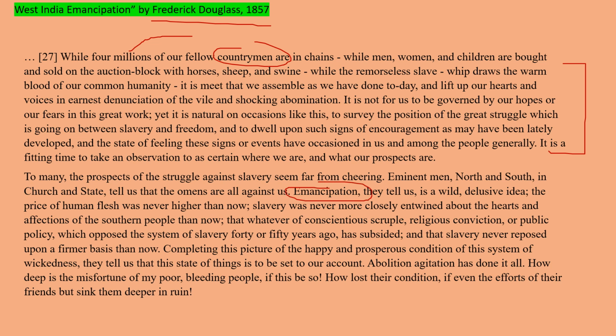So here he's talking about freedom, and then he writes, they tell us it's a wild, delusive idea. The price of human flesh was never higher than now. Slavery was never more closely entwined about the hearts and affections of the Southern people than now. We're talking here about the love for the institution of slavery, and we'll see why that matters when we transition to the Southern way of thinking.